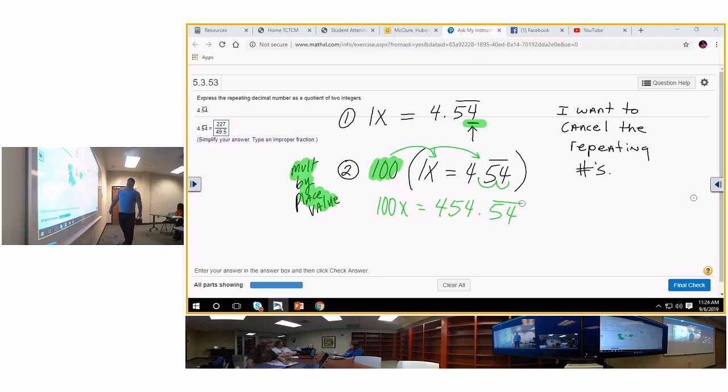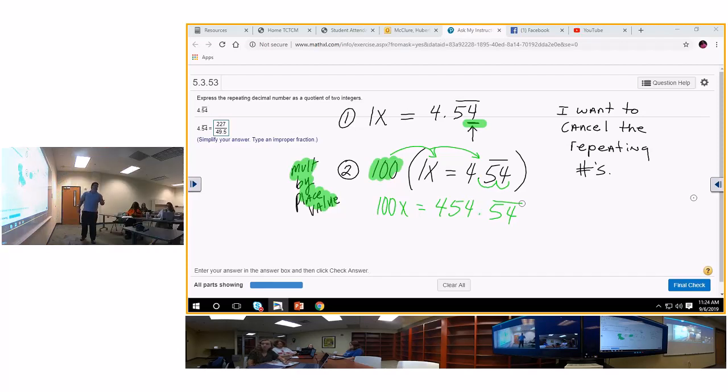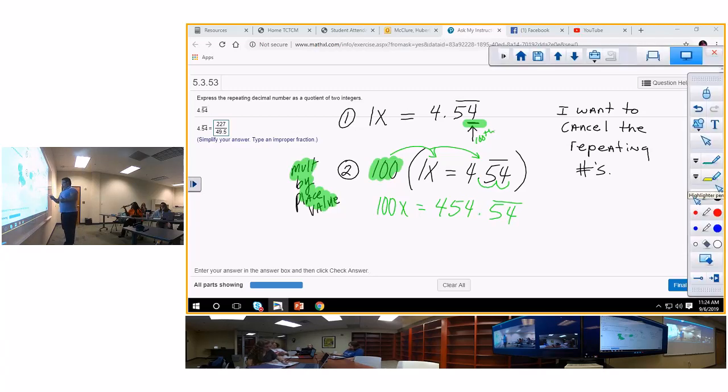So we just did number 2. First thing you do is you set it equal to a variable. The second thing you do is you count the number of decimal places and you multiply by that number. So this was the hundredths place. So I multiply the whole thing by what? 100.